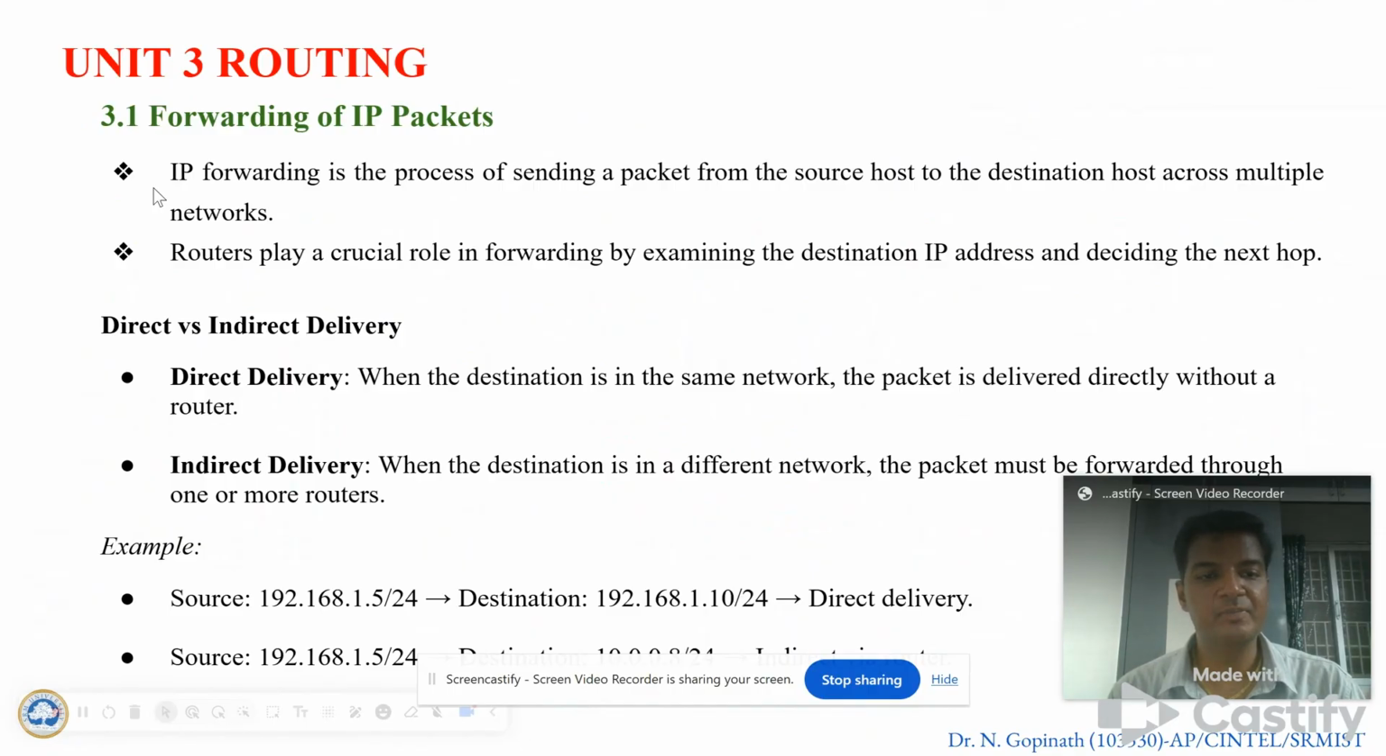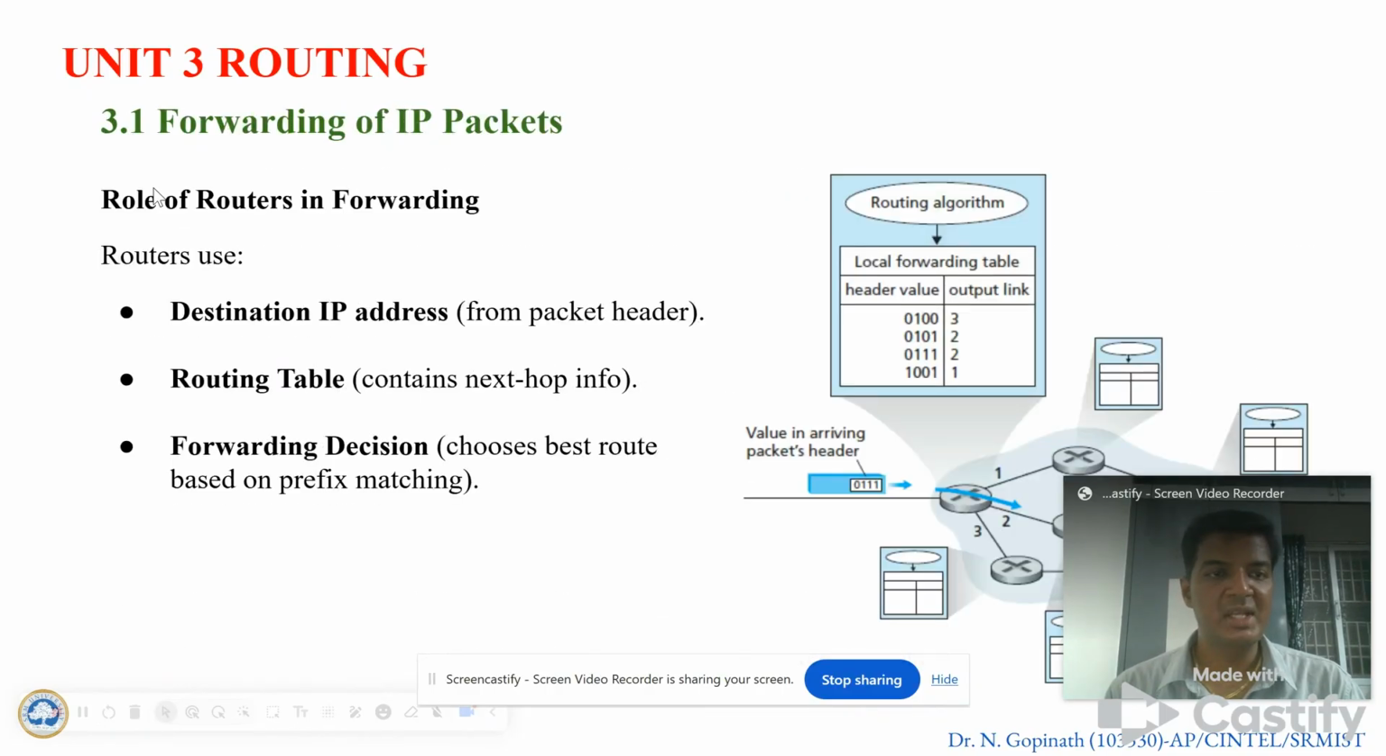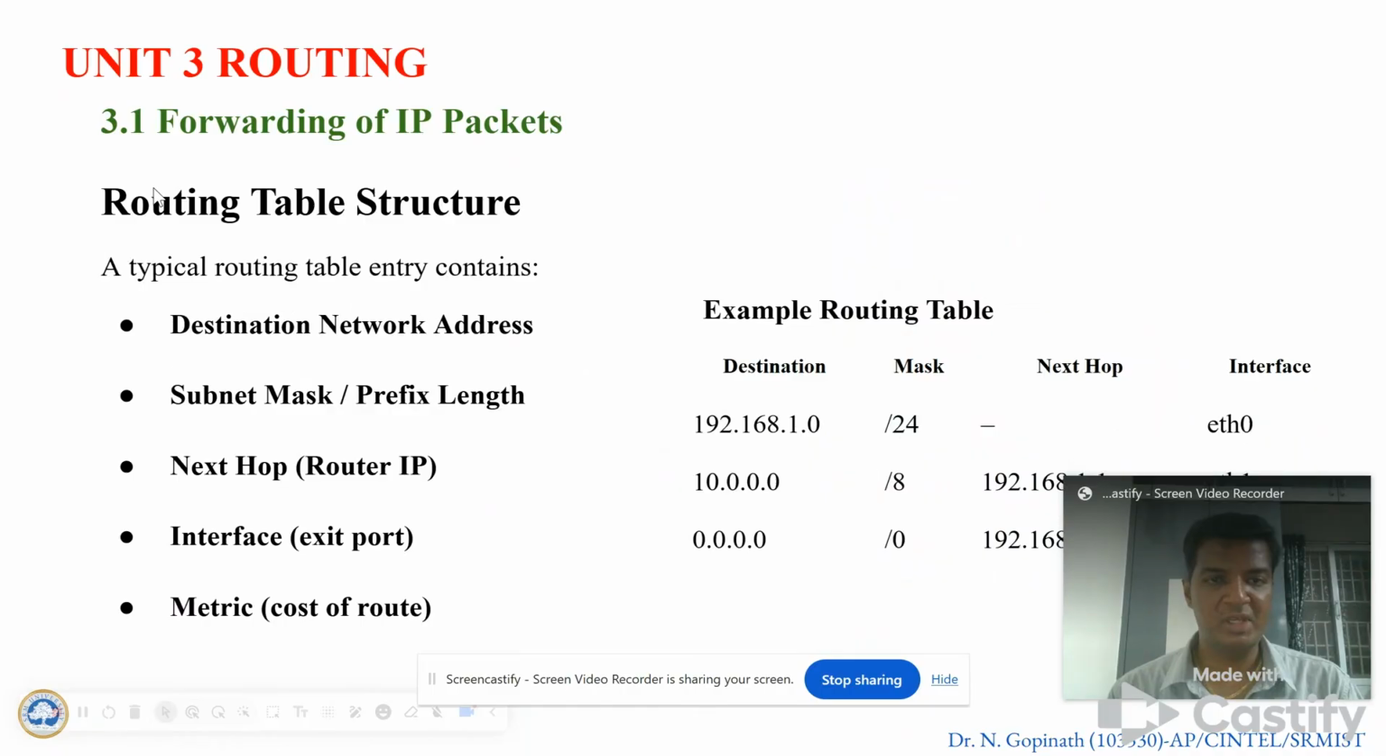Direct versus indirect delivery. Direct delivery: when the destination is in the same network, the packet is delivered directly without a router. Whereas in indirect delivery, the packet must be forwarded through one or more routers. Next, the role of routers in forwarding. Routers use the destination IP address from the packet header, the routing table which contains next hop information, and the third one is the forwarding decision, which is used to choose the best route based on prefix matching.